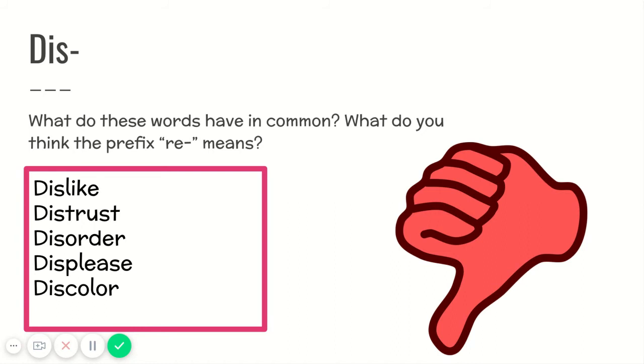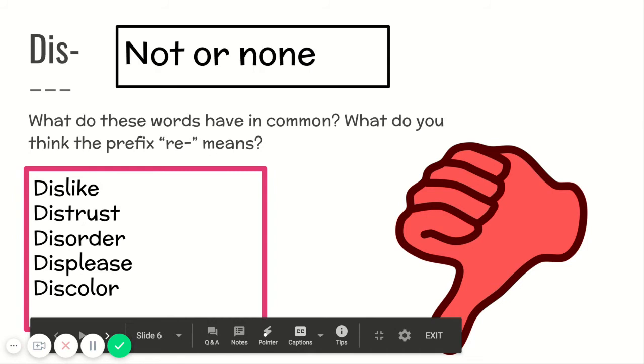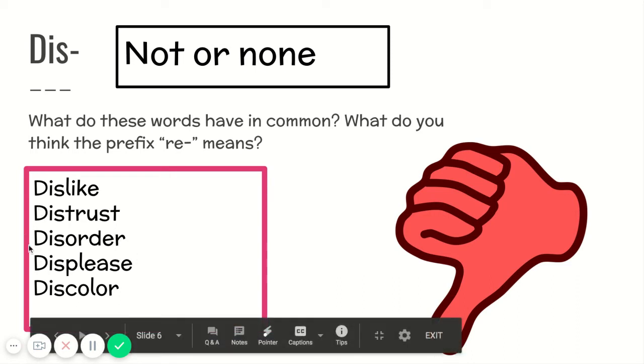Go ahead and try to repeat the process we used for the first two. Find a word in there whose root you do know, and then try to figure out what that prefix means based on what I know about the word. Not or none. So if I dislike something, I do not like it. If I distrust someone, I do not trust them. If there is disorder in a room, it means it's really chaotic, right? There's no order.